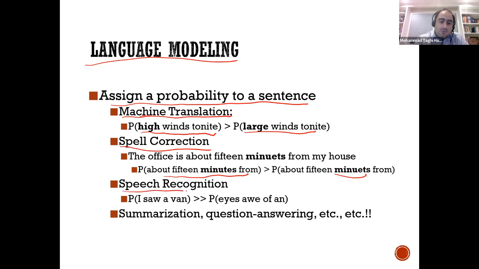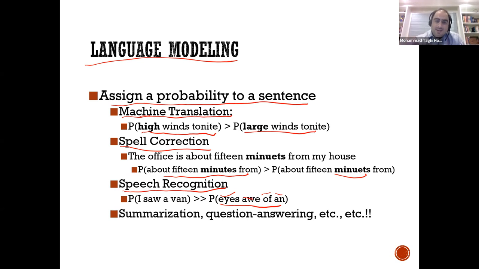For speech recognition, for example, the probability of "I saw a van" should be much, much larger than the probability of "eyes awe of an". This is exactly the one that I mentioned. When I talk, maybe the computer understands this one, then it first tries to use edit distance to find the correct words. Instead of "I saw", it could be "eyes are". These are candidate words, but the probability of this should be much better than this one.